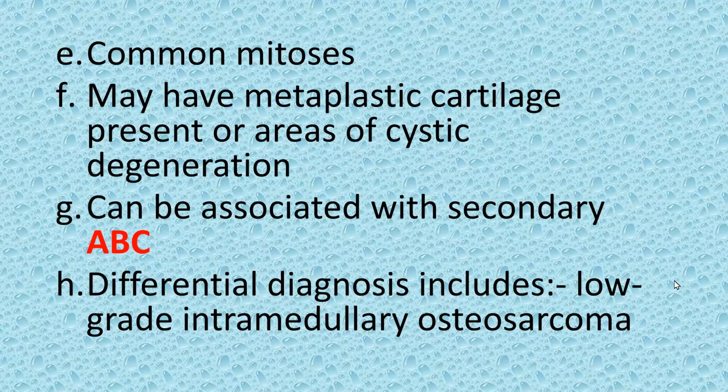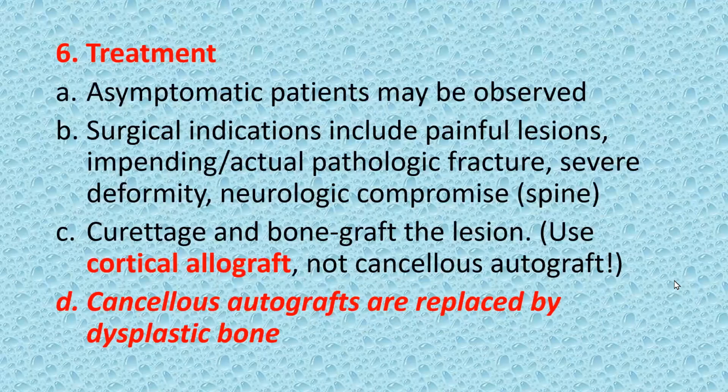It can be associated with a secondary aneurysmal bone cyst, as I have repeatedly mentioned, or fibrosarcomas. All have been associated. The differential diagnosis includes a low-grade intramedullary osteosarcoma. The treatment is, asymptomatic patients may be observed. Surgical indications include painful lesions, impending or actual pathologic fracture, severe deformity, and neurologic compromise.